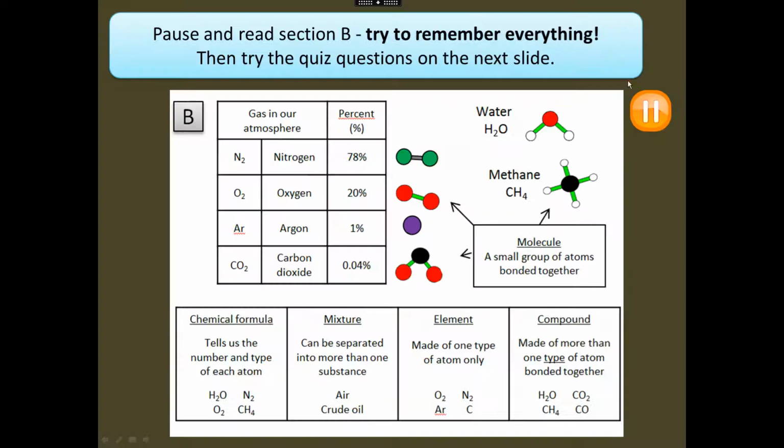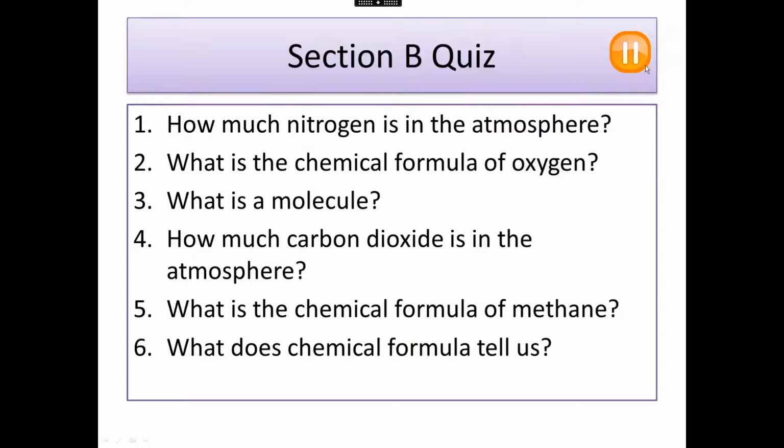Let's move on. Section B of the Knowledge Organiser. Same thing, pause the video, take as long as you need, try and remember everything. Okay, I'm going to move these on to the quiz questions. Here we go. Pause the video, answer the quiz questions. Can you remember?